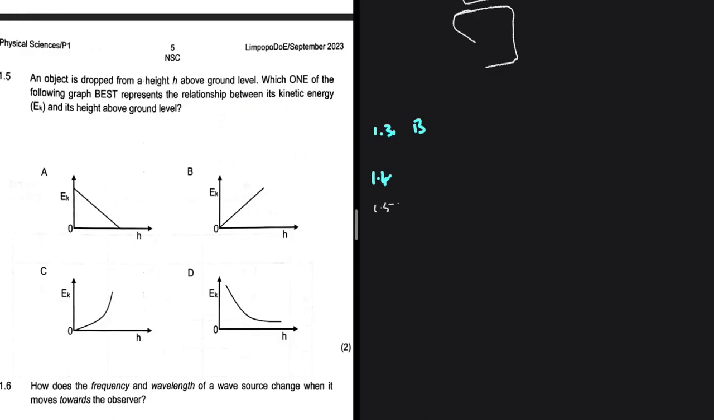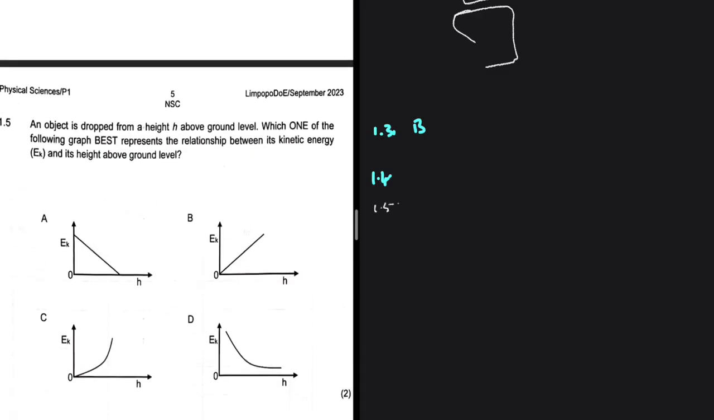So what do we have in 1.5? An object is dropped from a height h above the ground. Dropped, what does that tell us? Vi is equal to 0. Let's carry on. Which one of the following graphs best represents the relationship between its kinetic energy and its height above ground level?